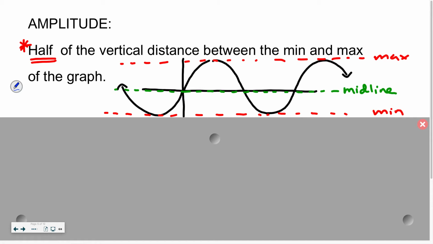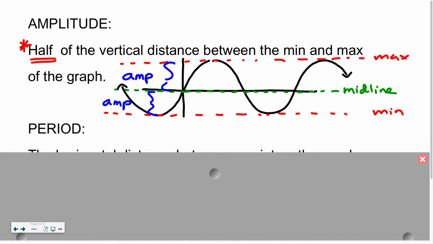We have one amplitude from the midline to the maximum. So there's an amplitude. And technically, in the height of the graph, there's a second amplitude from the midline to the minimum. So remember, the amplitude is only half of that distance from min to max. There's 2 amplitudes in there. And we're going to use this next week to help us do our graphs.